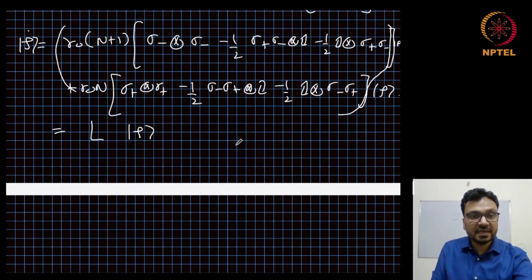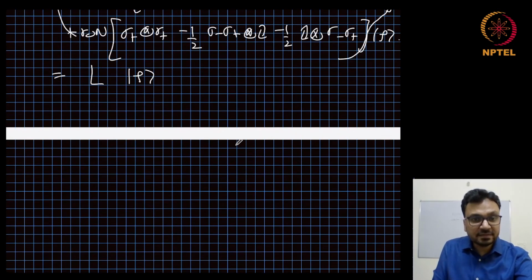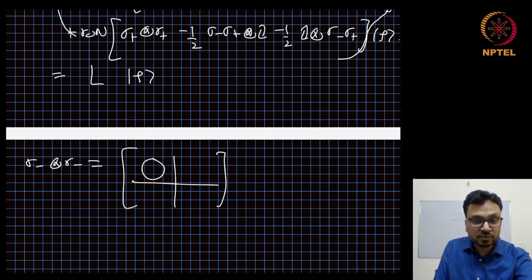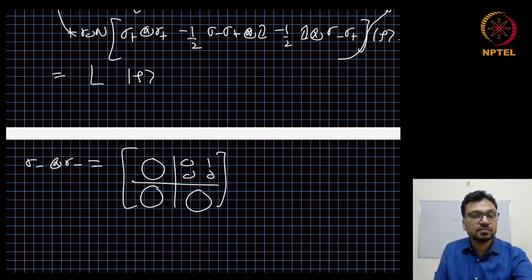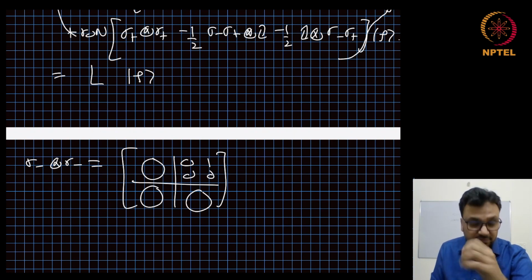Now let us calculate L. For that we need sigma minus tensor sigma minus. By looking at the definition of sigma minus, that becomes a 4 by 4 matrix of this form.